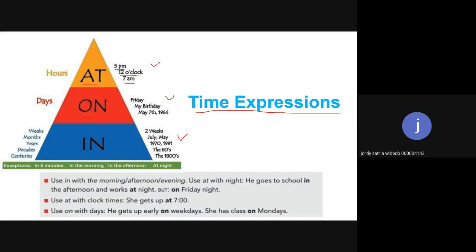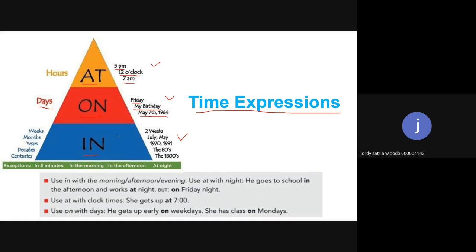That's for at. What about on? On is used to state the days. On Friday, for example. On my birthday. Or you can also state the date using on. For example, on May the 7th, 1964, or on September the 12th, 1996. You need to use on in this case.